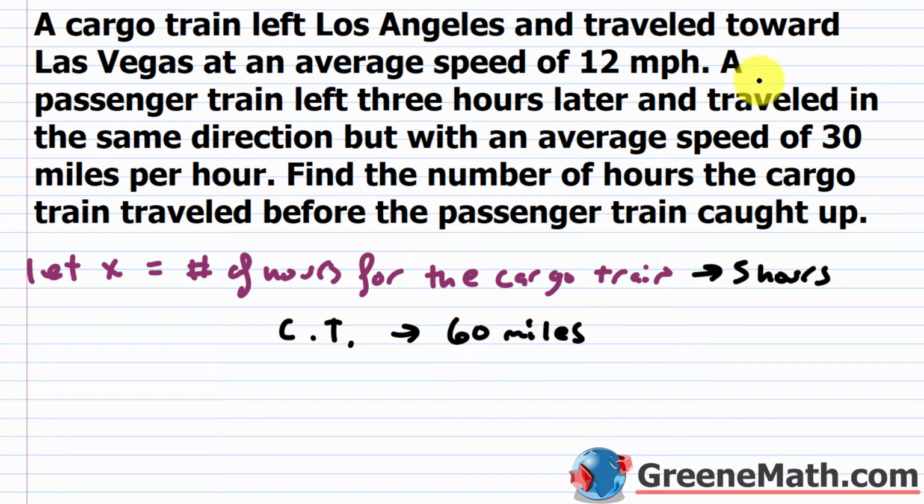Then going back through this part, a passenger train left 3 hours later. So basically it's going to travel for 2 hours. And then it says, and traveled in the same direction, but with an average speed of 30 miles per hour. Well, again, 30 miles per hour for 2 hours would be 60 miles. So this passenger train is going to also go for 60 miles. So again, they start at the same point and they end up at the same point when they catch up. They're both traveling 60 miles. So this is our correct solution. The cargo train is going to travel for 5 hours before the passenger train catches up.